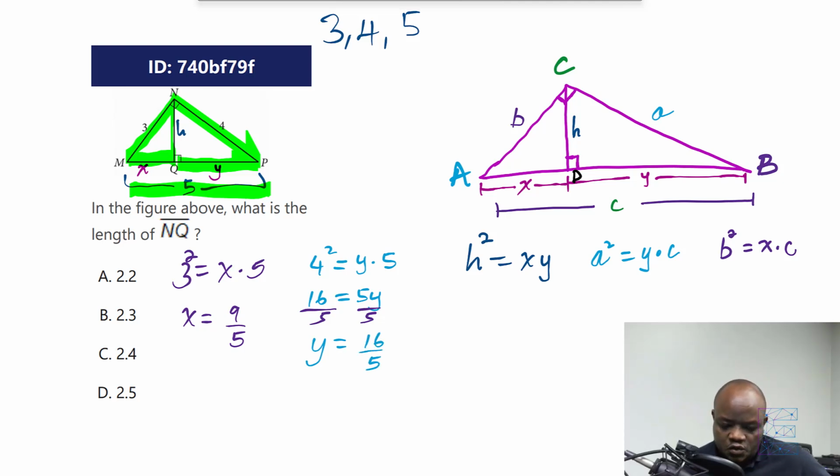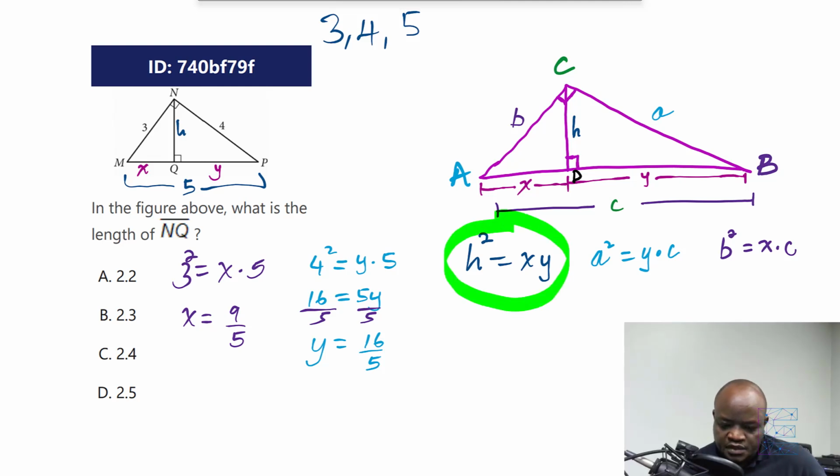Now, ultimately, our goal is to find the hypotenuse, okay? So we want to find the length of NQ. To get there, we're going to use the third rule, which is this one over here. It says to find the altitude squared, so I'm going to say h squared, which is what we're looking for, equals the value of x, which we found to be 9 over 5, times the value of y, which we found to be 16 over 5. When you multiply these together, you end up having h squared equals 144 over 25.